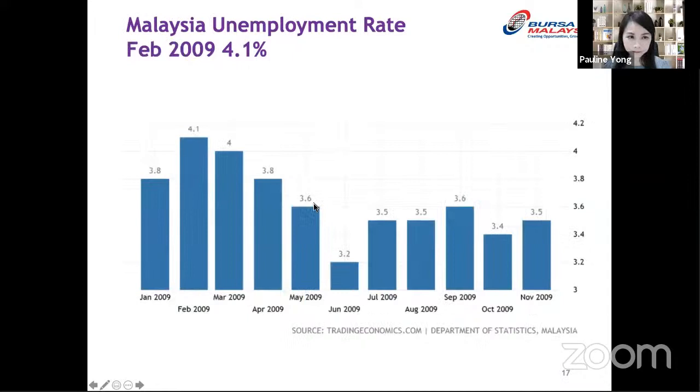Then you can see that in February 2009, it shot up to 4.1. But after that, it came down quickly. Within 2 months, it came down below 4, and then down to 3.2. So that means this recession was not something that concerned us so much, and the stock market had a V-shaped recovery during that time.